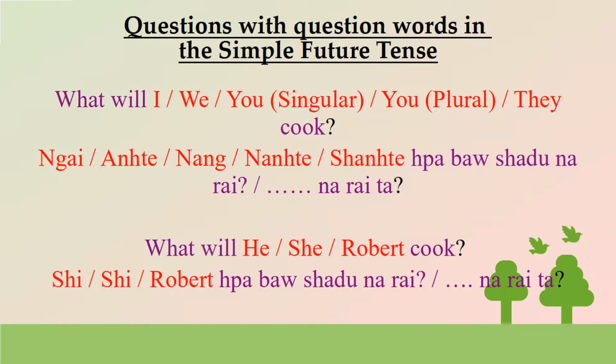You see here the questions with the question words in the simple future tense. I use here the what question word, pa or pabo. For example, what will I cook? In Kachin Jinghpaw, Ngai pabo shadu na rai or Ngai pabo shadu na rai da.